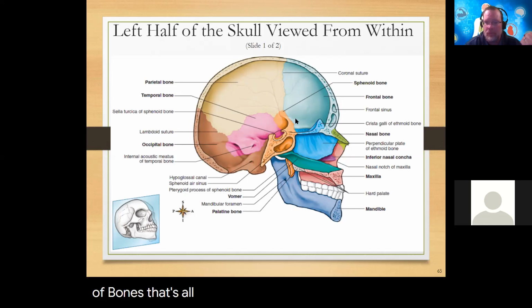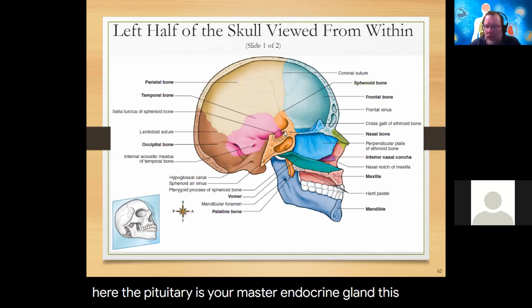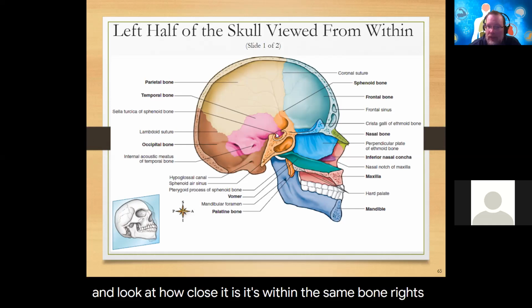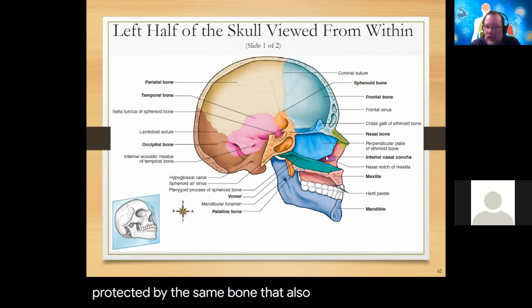Again, you can see that sella turcica, that little saddle or groove of the sphenoid. That's where the pituitary gland sits. Sinuses. You could see how a sinus infection way back here could be a problem. The pituitary is your master endocrine gland. This controls pretty much everything that goes on in the body. And look at how close it is. It's within the same bone, protected by the same bone that also has a large sinus in the posterior aspect of the nasal cavity.